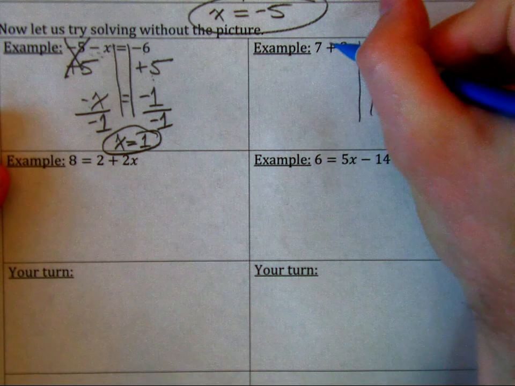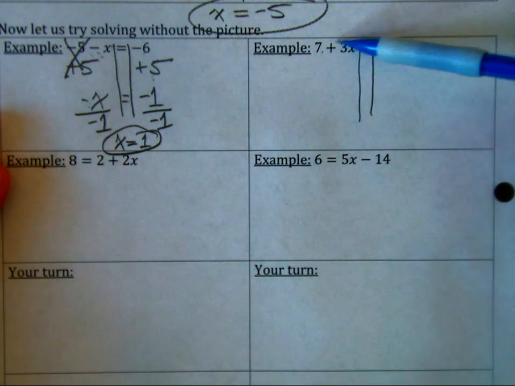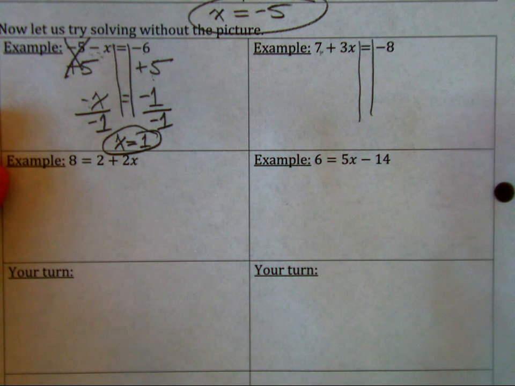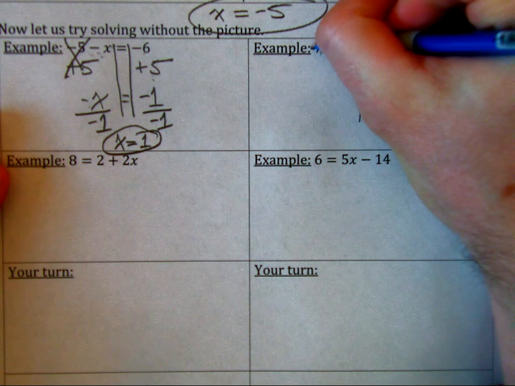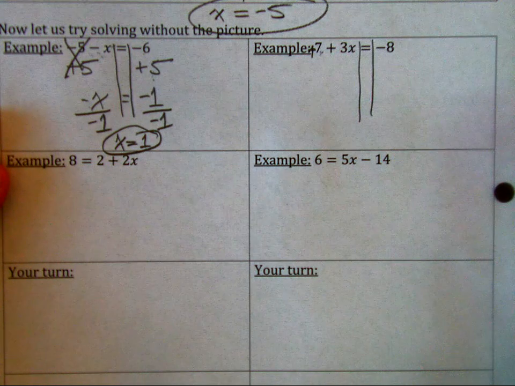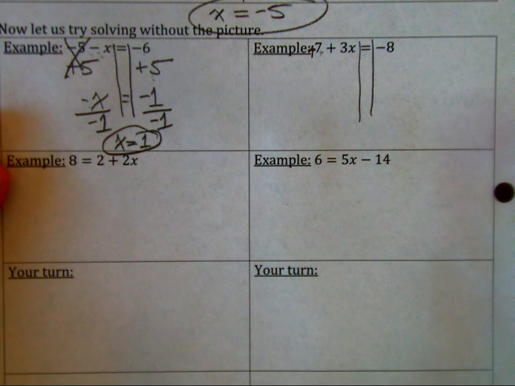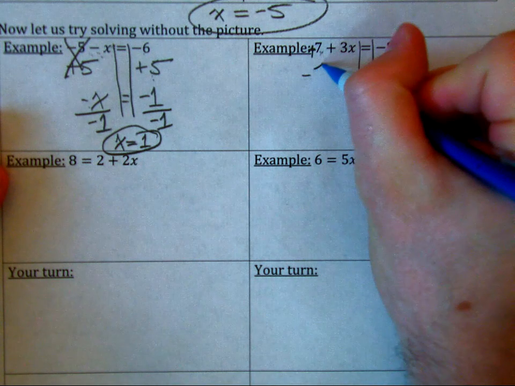Is that a positive or a negative 7? All right, so mark it for yourself if you need to. You're saying, hey, that's a positive. We need to do the opposite. So what's the opposite of a positive 7? All right, sure. So we have a negative 7. Whatever you do to one side, do the other.